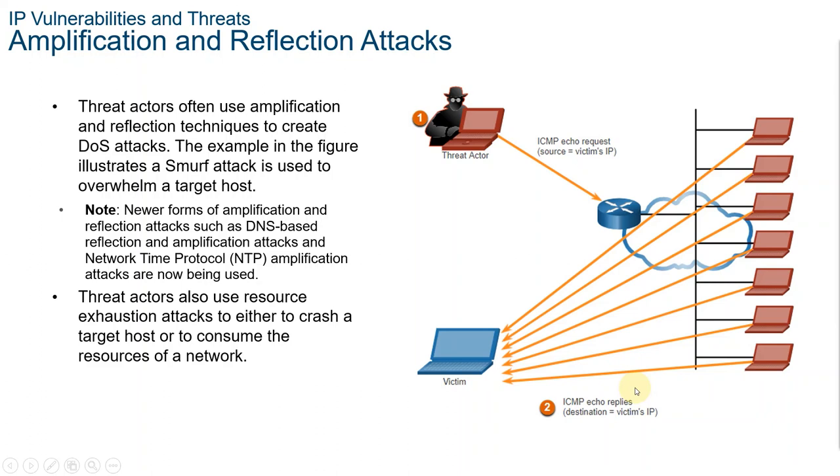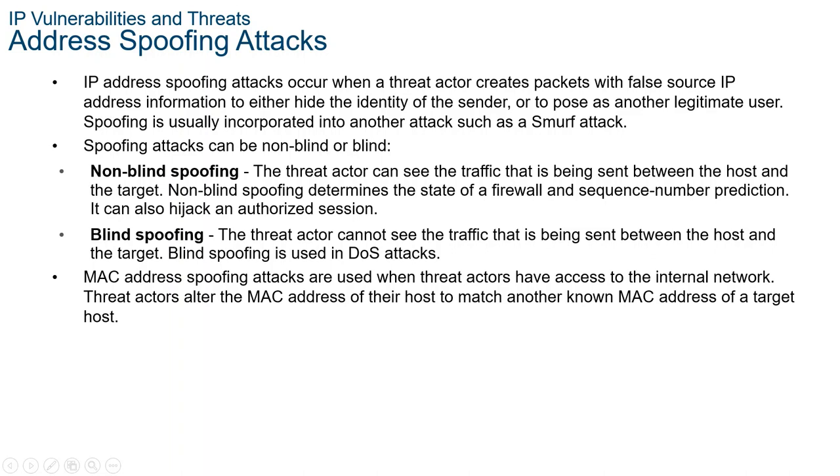Threat actors also use resource exhaustion attacks. These attacks consume the resources of the target host, either to crash it or to consume the resources of a network. Next would be the address spoofing attack. An IP address spoofing attack occurs when a threat actor creates a packet with false source IP address information to either hide the identity of the sender or to pose as another legitimate user. The threat actor can then gain access to otherwise inaccessible data or circumvent security configuration. Spoofing is usually incorporated into another attack, such as the Smurf attack.